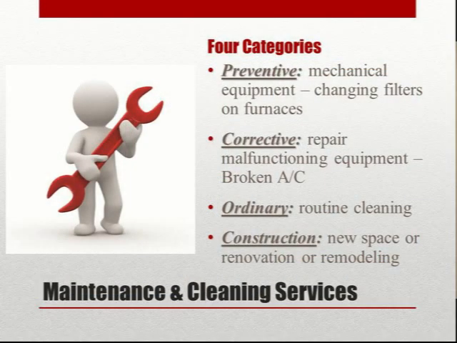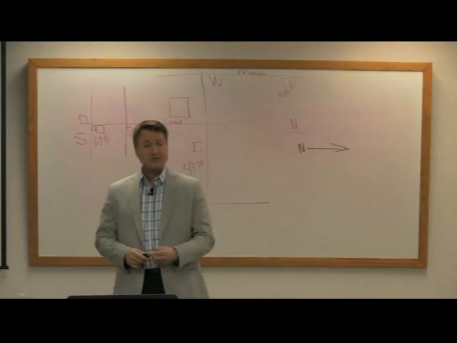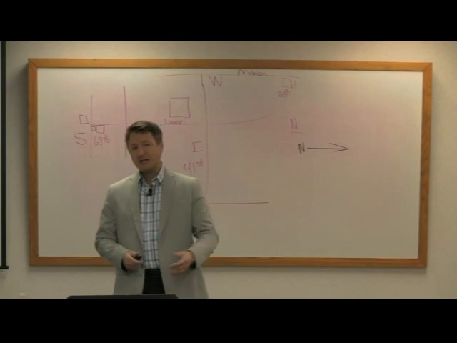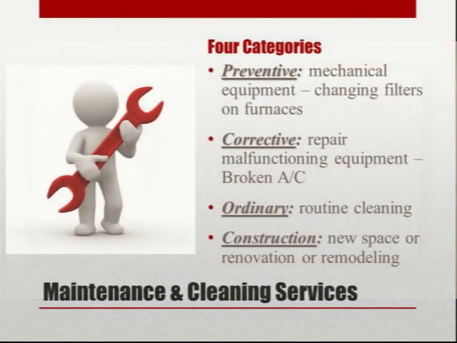Corrective maintenance is when you actually have a furnace that goes out that now you have to repair, or the AC breaks down. That's when you're repairing that, that's a form of corrective maintenance. Ordinary maintenance is routine cleaning. In most commercial spaces, they have a third-party cleaning service or maid service that comes in and cleans the hallways and restrooms. That would fall into this category.